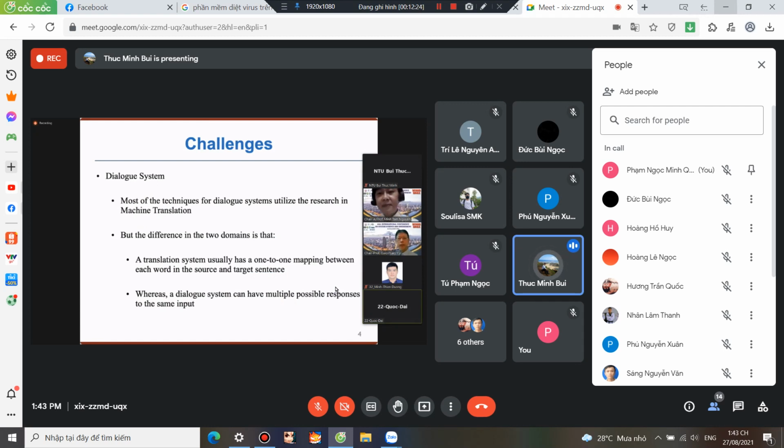Now I would like to move on to the challenges in chatbot systems. Most of the techniques for dialogue systems utilize the research in machine translation, but there are differences between translation systems and chatbots. Translation systems usually have one-to-one mapping between each word in the source and the target sentence, whereas the dialogue system can have multiple possible responses to the same input.